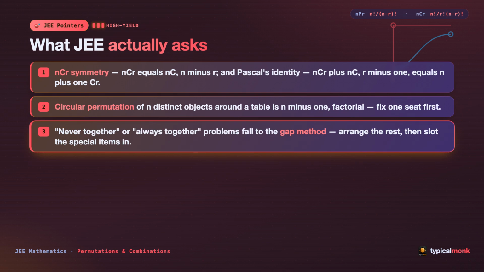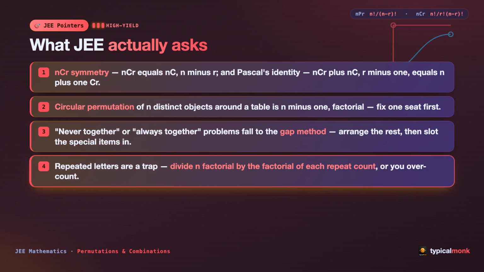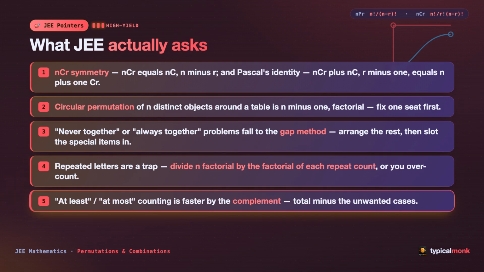3. Never together or always together, problems fall to the gap method. Arrange everyone else first, then slot the special items into the gaps between them, or glue them into one block. 4. Repeated letters are a trap. Divide n factorial by the factorial of each repeated count, or you will count identical arrangements as if they were different. 5. At least, odd, at most questions are usually faster by the complement. Find the total, subtract the cases you do not want, rather than listing every case you do want.